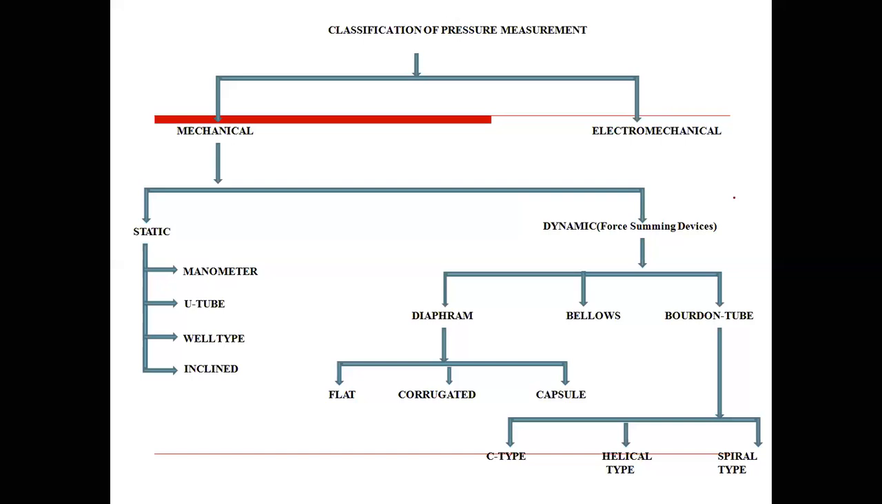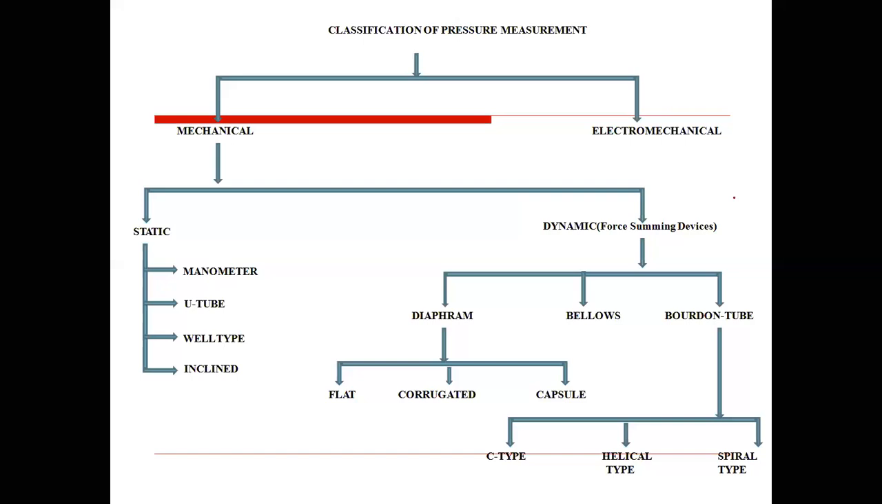So you can determine what is P2. Okay. So static is bifurcated for manometers only, and dynamic, that is force summing. So diaphragm type, it is further classified as a diaphragm type, bellow type, and Bourdon tube type.